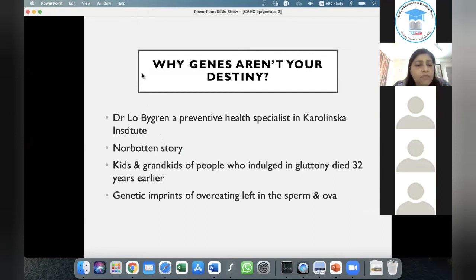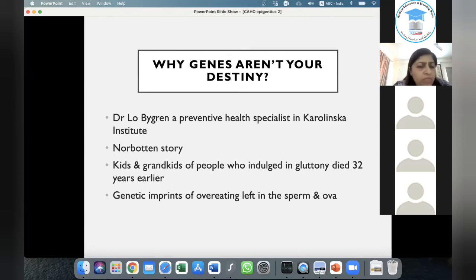So this goes back to Dr. Lars Olov Bygren, who was going back to the history of Norrbotten, and he saw that this area was totally geographically isolated because of its height, because there was snow. And in the 1800s, there were certain years when there was abundant harvest, and there were certain years when there was a famine. So during the years when there was abundant harvest, a lot of people indulged in gluttony. They ate away to glory.